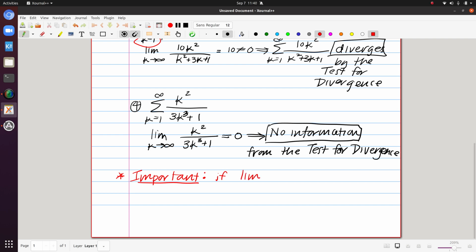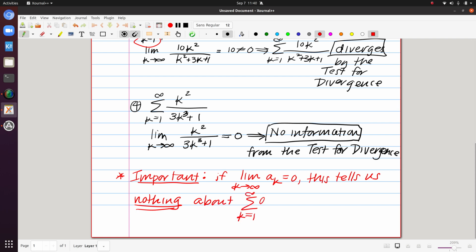If the limit as k approaches infinity of a sub k is equal to 0, this tells us absolutely nothing about whether or not the sum of the series converges. So this is a really common misconception. We have the statements from when we proved the test for divergence. We had the statement of the test for divergence as well as its contrapositive. This is not equivalent to that statement.